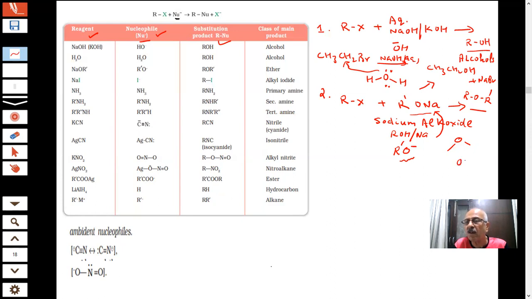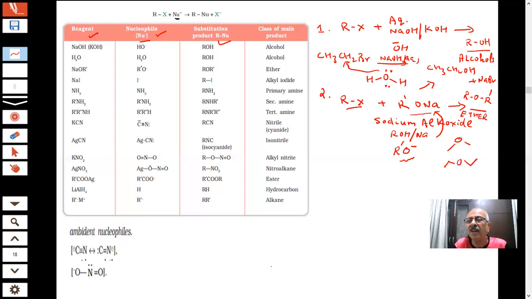If I write like this, what a beautiful structure it is. What is the name of this? Ethoxyethane. Butterfly type. They are symmetric ethers. So we can prepare ethers by this method. This is an ether. What you have prepared is ether.